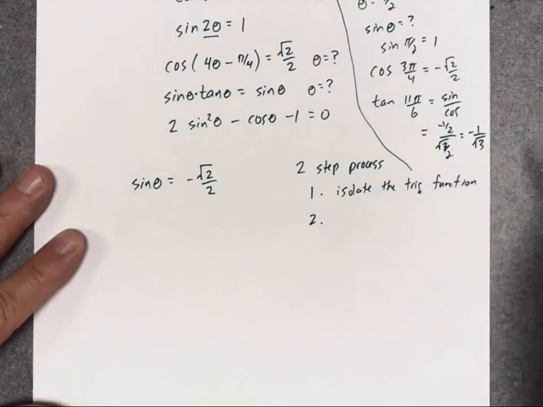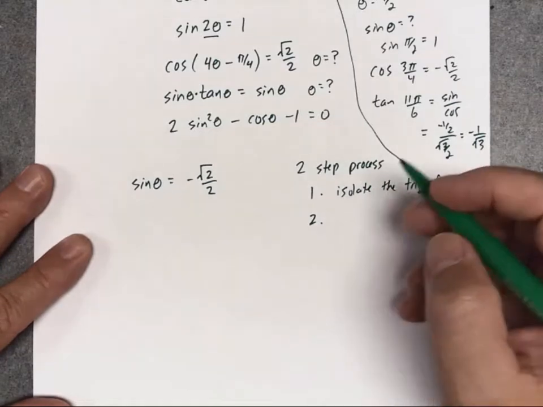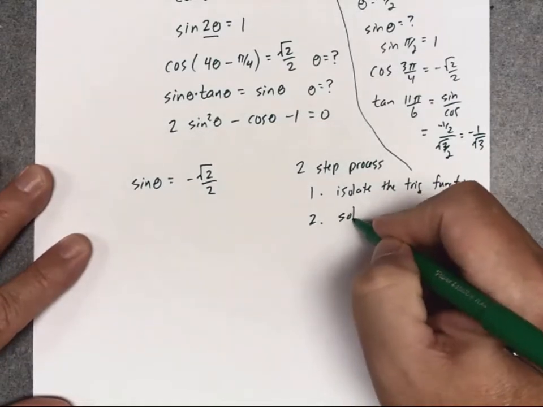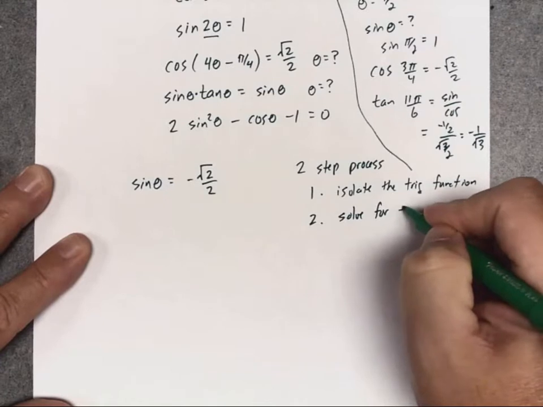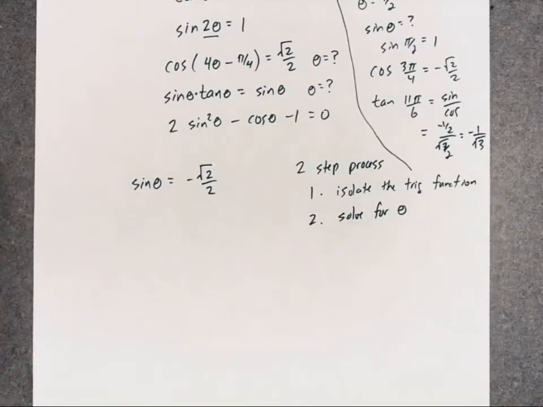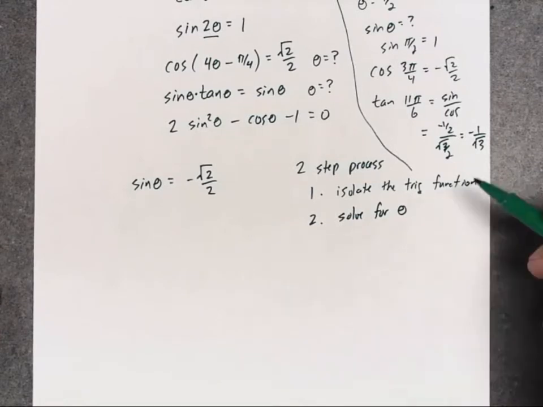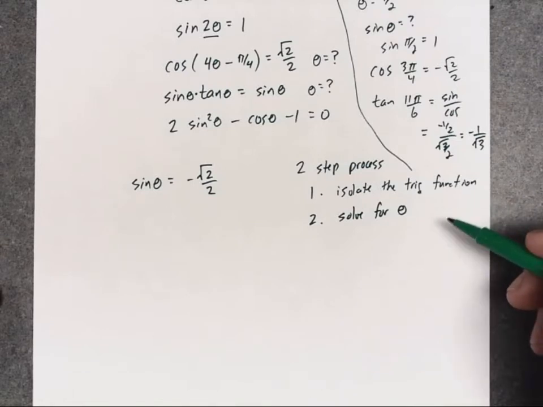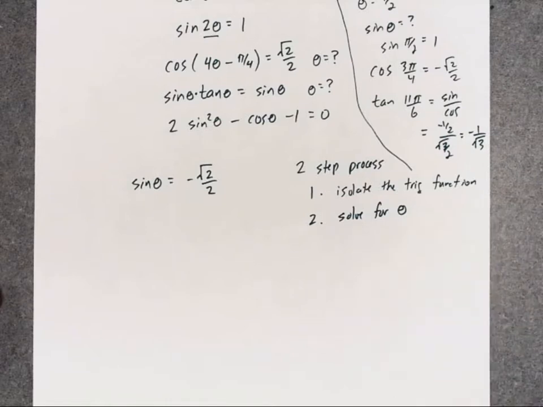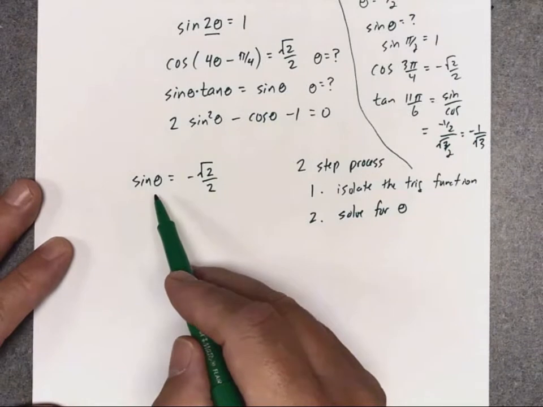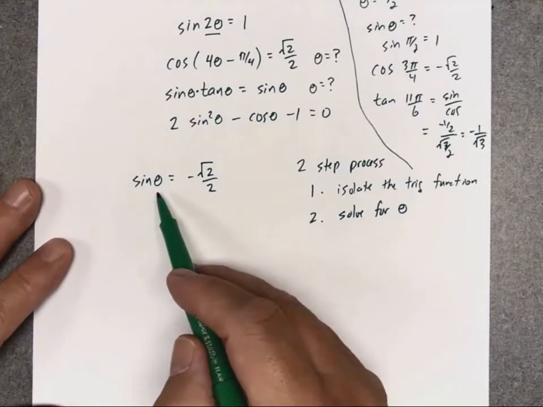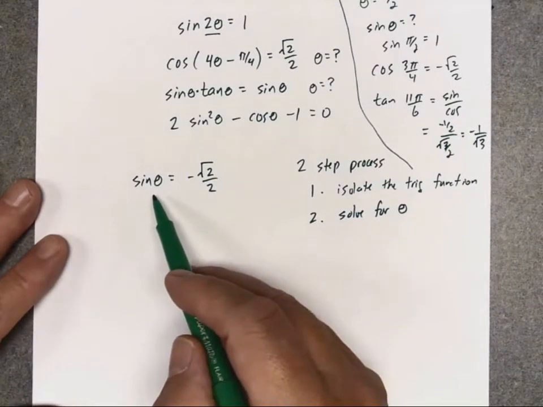And then once you get the trig function by itself on one side, then we have to solve for the actual angle. So it's really a two-step process. You're going to have to do some math or some algebra to get the trig function by itself. And then once the trig function's by itself, then you can go in and determine the actual angle, which will be your solution. Now for this first problem, the trig function is already by itself. It was given to us that way. So there's nothing here to do.